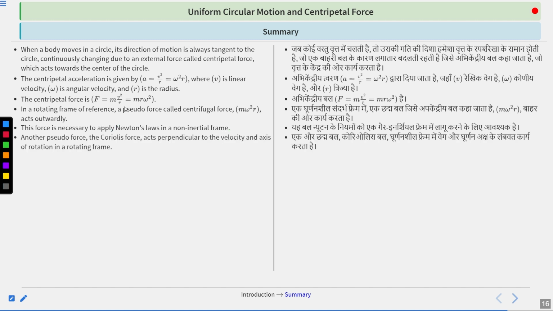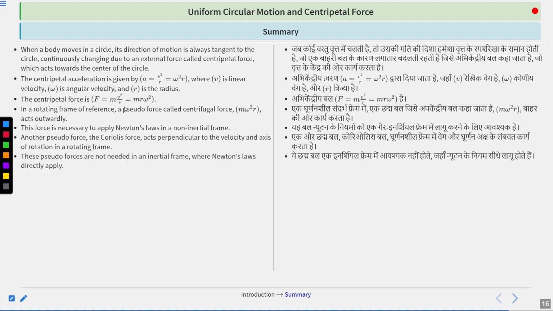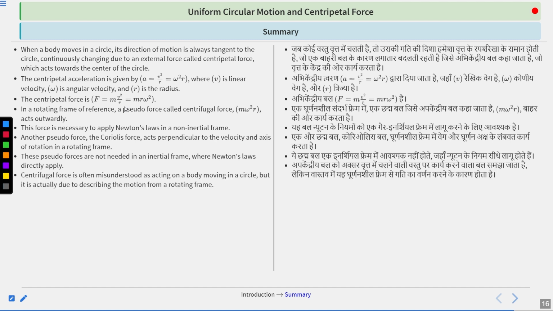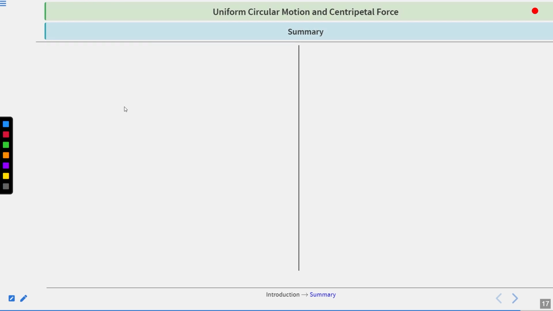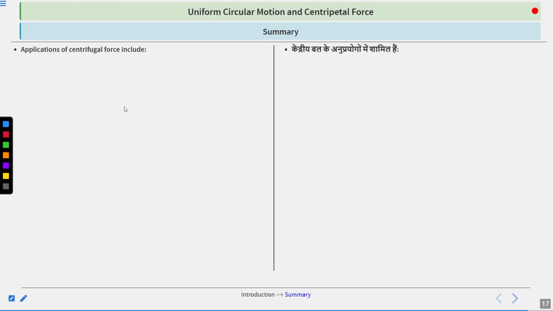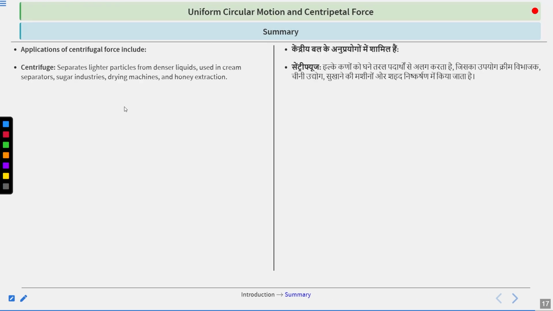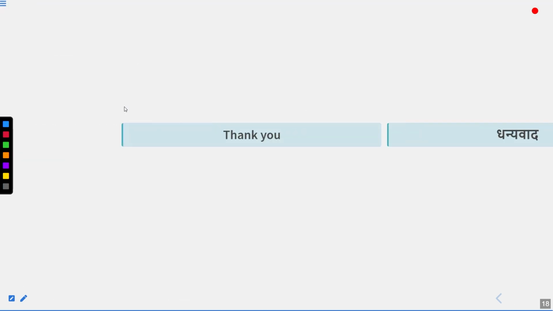Another fictitious force, the Coriolis force, acts perpendicular to the velocity and axis of a rotating frame. These fictitious forces are not needed in an inertial frame where Newton's laws directly apply. Centrifugal force is often misunderstood as acting on a body moving in a circle, but it is actually due to describing the motion from a rotating frame. An inertial frame is one where Newton's laws hold without fictitious forces, while a non-inertial frame requires the introduction of such forces. Applications of centrifugal force we have talked about, including the centrifuge, centrifugal pump, and centrifugal governors.